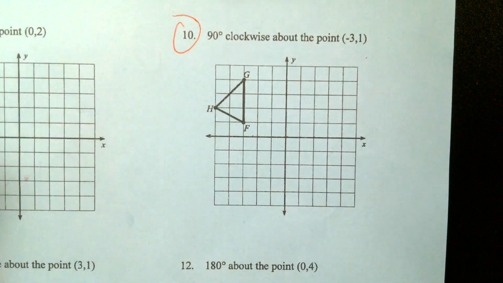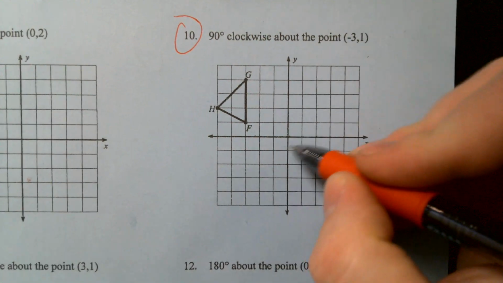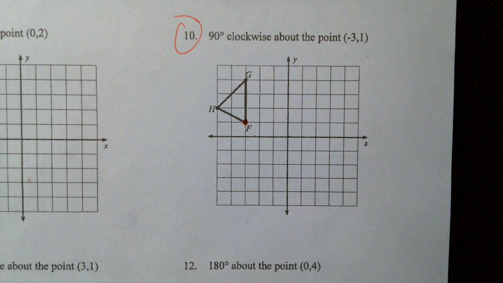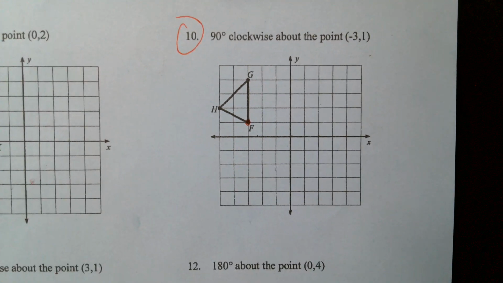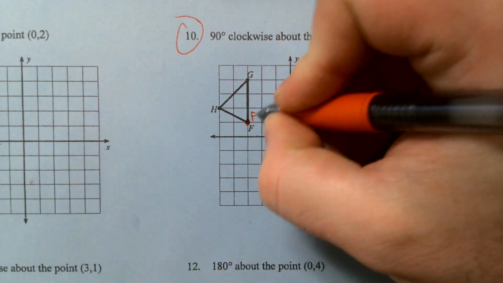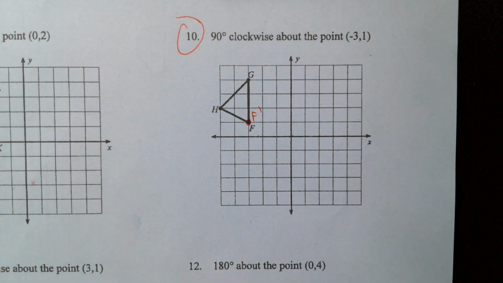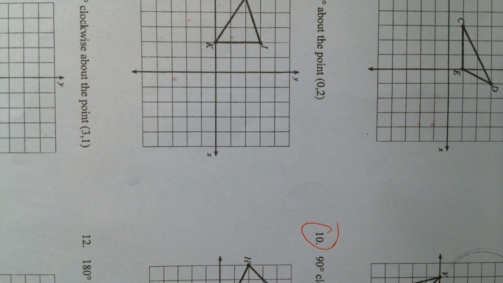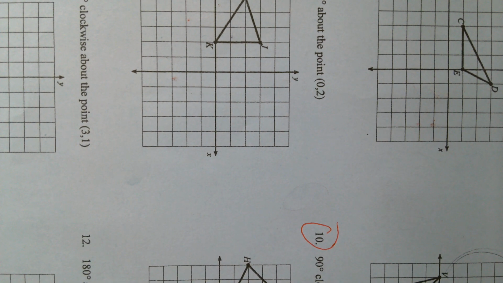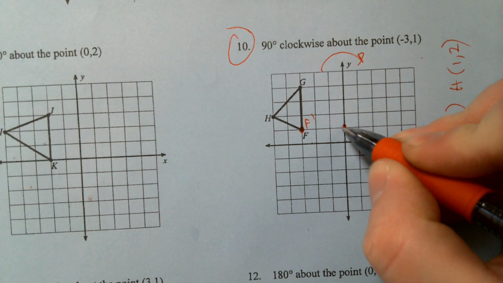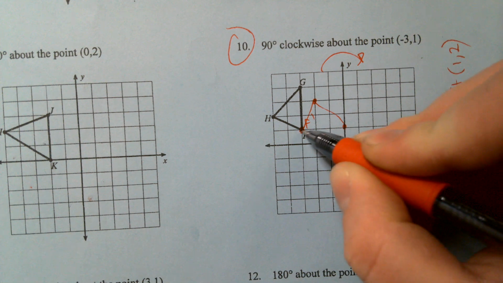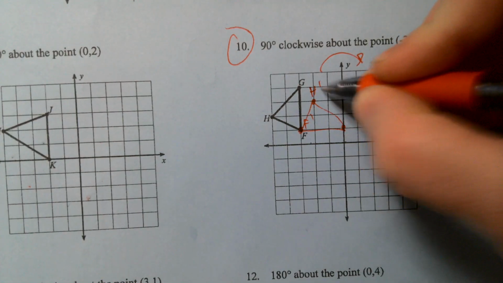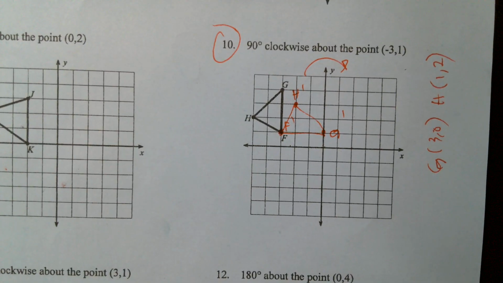Anyway, number 10, real quick before we move on. -3, 1. Oh, look at that. My F is my anchor point. What does that mean about F prime? Same spot. That's easy. 90 clockwise, I'm turning this way. G is at 3, 0. H is at 1, 2. Turn it back. 3, 0, 1, 2. Boom, boom, boom. H prime, G prime. Just like that.